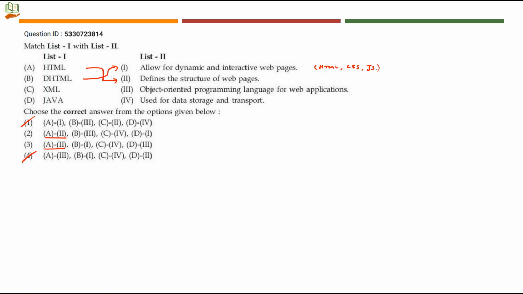What about XML? XML is used for data storage and transporting. When you want to transport data from one particular web document to another document, you can use XML. So C will be mapping to 4. B1, C4. So here itself we can find 2 is also out of the race. What about Java? Java can be mapped to 3. Object-oriented programming language for web applications. So this is also right. Option number 3 will be the right answer. With this, we are completing Unit 3 solutions.